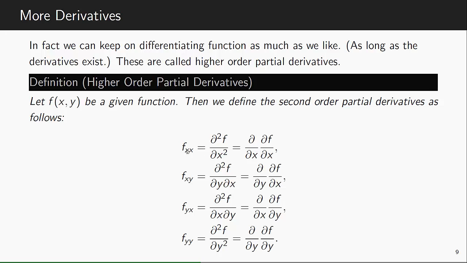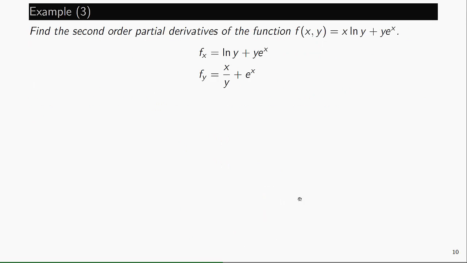But f_xx is simply the partial derivative of the partial derivative with respect to x. So this is itself a function. You can take its derivative with respect to x. Or you can find f_xy, so you can start with the partial derivative with respect to x and then take its y derivative. Or you can start with the partial derivative with respect to y and take its x derivative, or you can take two derivatives in y like so. So let's do an example of this kind of thing.